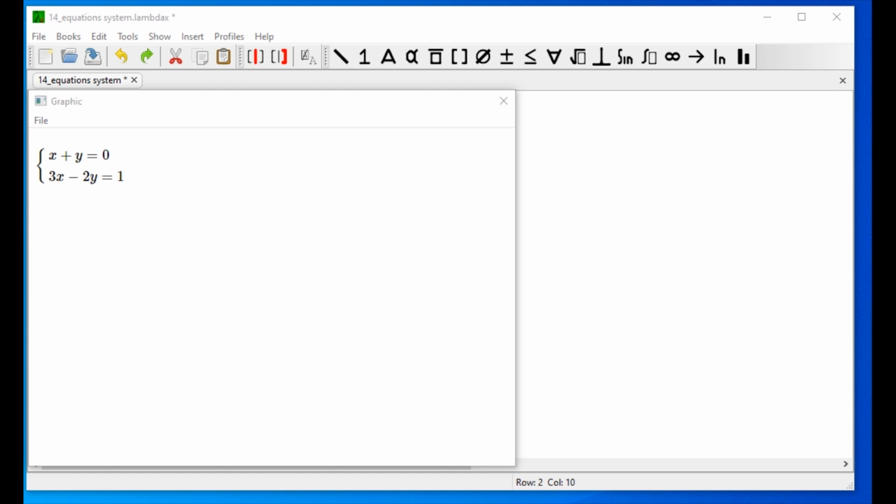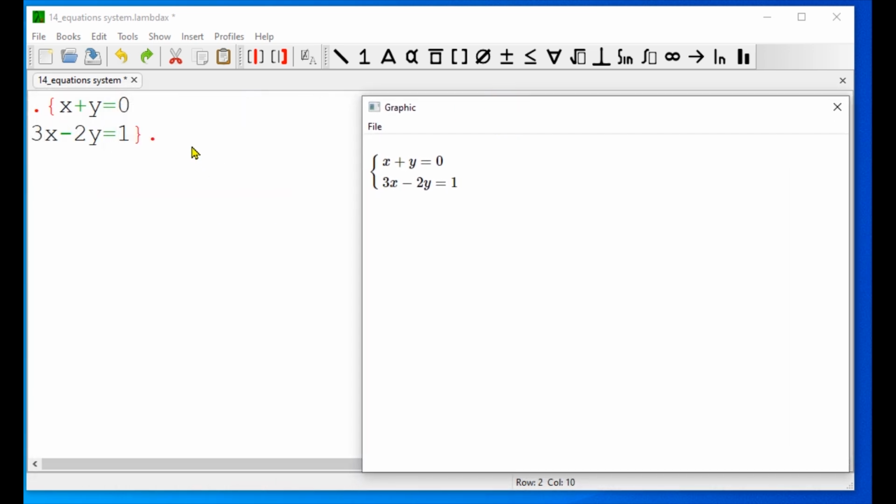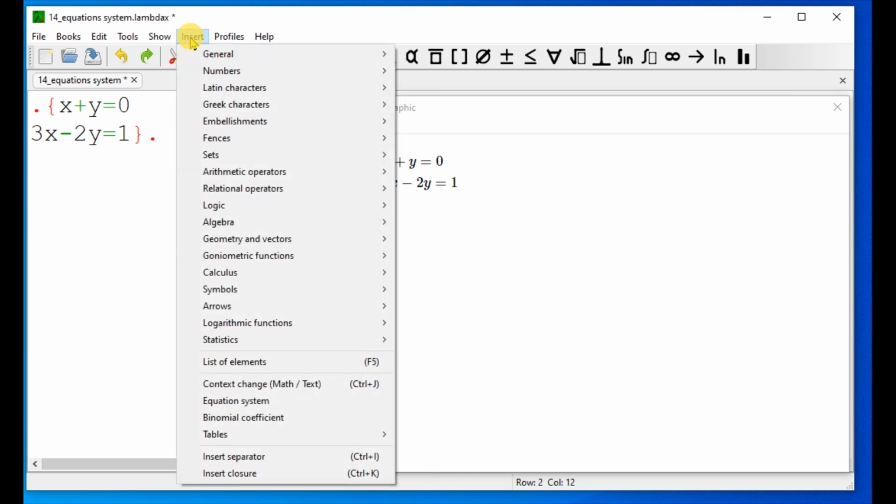Systems of equations. Systems of equations are a first example of a two-dimensional element, where the simultaneous management of elements arranged on several lines is used. To insert the system, select from the Insert menu, Insert, Equation System. There is no shortcut key already assigned, nor is it possible to associate a special key using the profile.